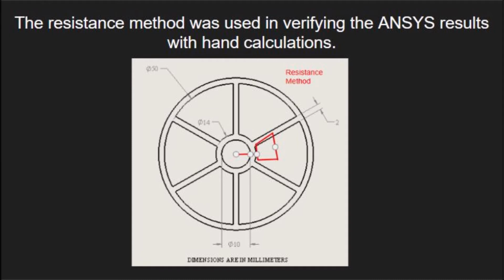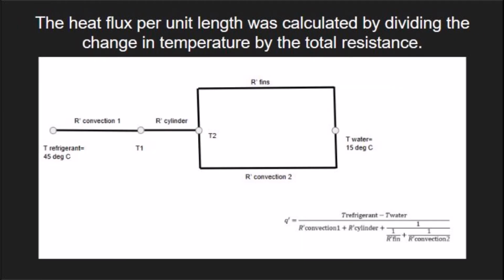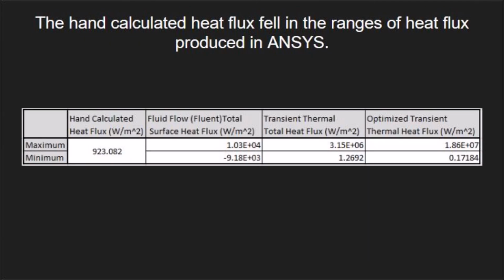To verify the results in ANSYS, hand calculations were performed. The resistance method was used with the resistance network shown. The heat flux is equal to the change in temperature divided by the total resistance. The heat flux per unit length was calculated to be 46.1541 watts per meter. Dividing by the length of 0.05 meters, the heat flux is equal to 923.082 watts per meter squared. The hand calculated heat flux falls within the range of the heat flux from the Fluent fluid flow, transient thermal, and optimized transient thermal analyses.